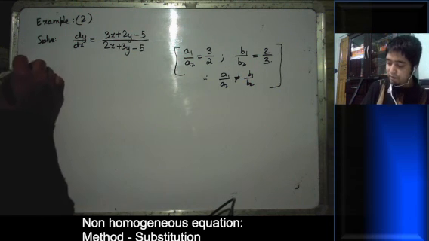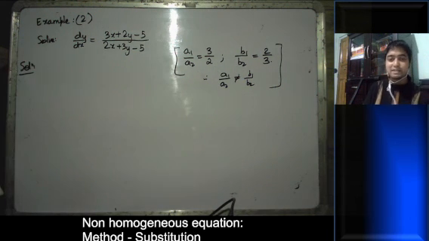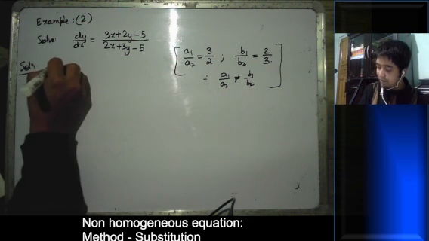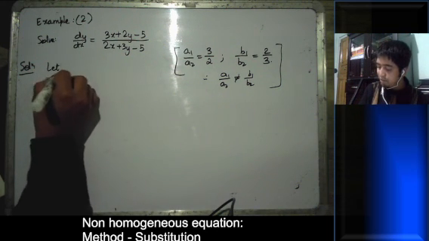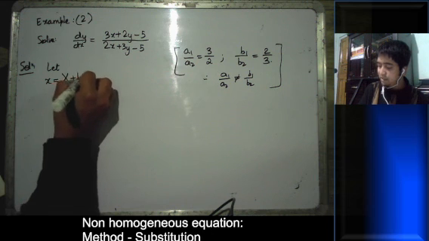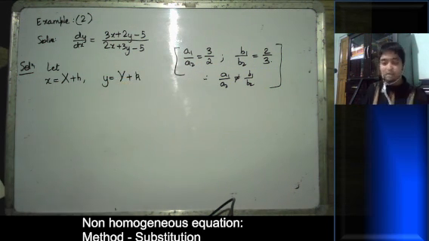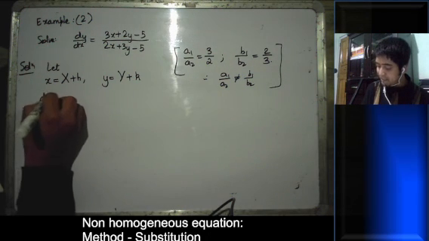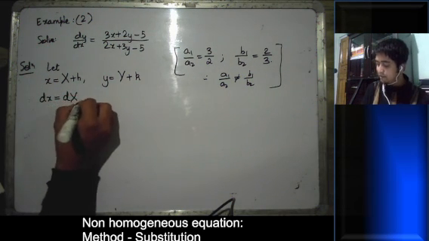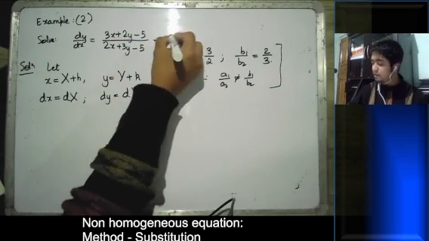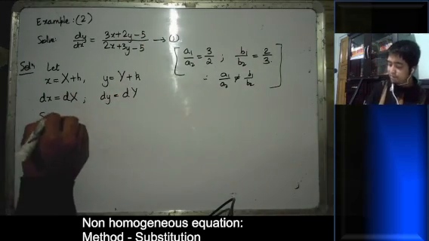Okay, so what will we do? If you take a look at step 1, we say that we will substitute x equal capital X plus h, y equal capital Y plus k. Okay, so we will be getting that dx equals d capital X, dy equals d capital Y. Okay, substitute in 1.